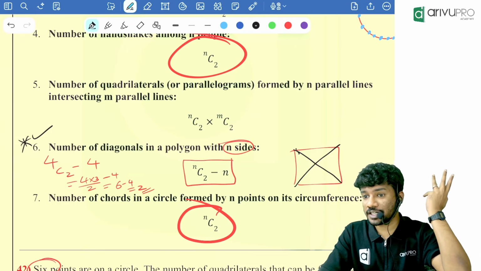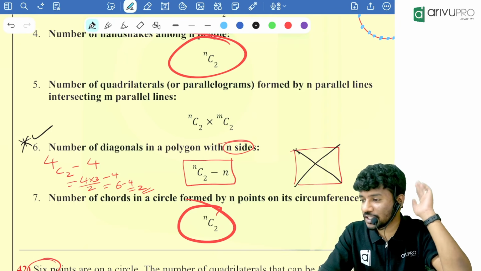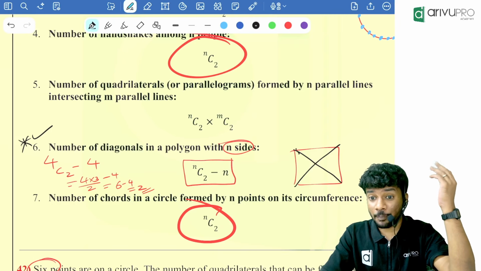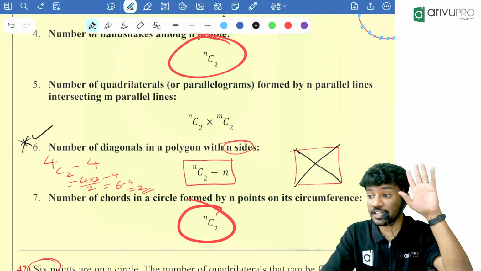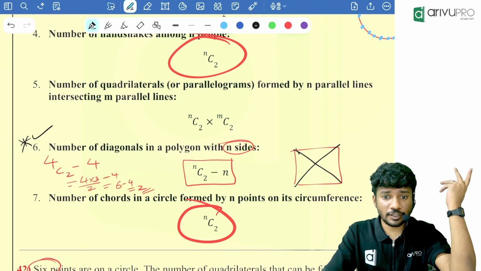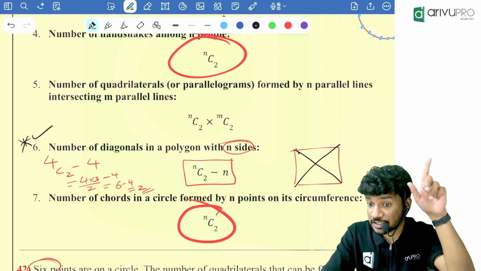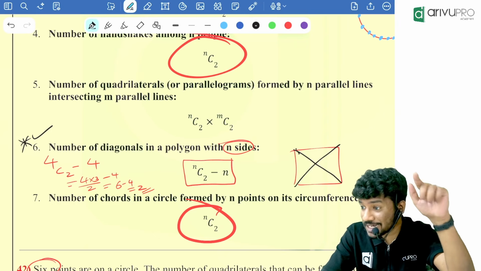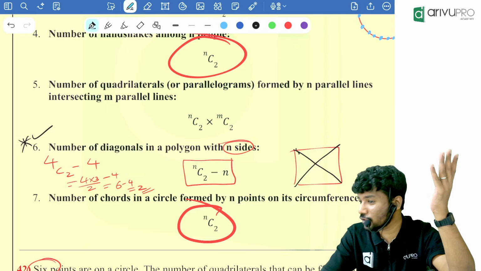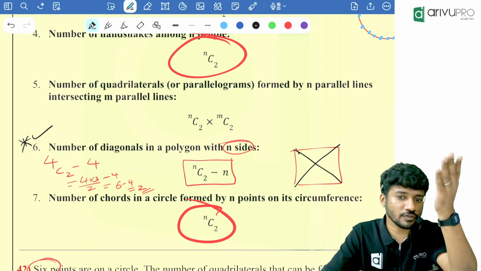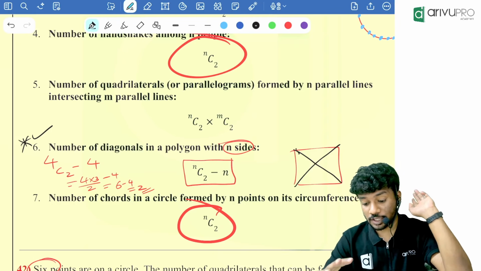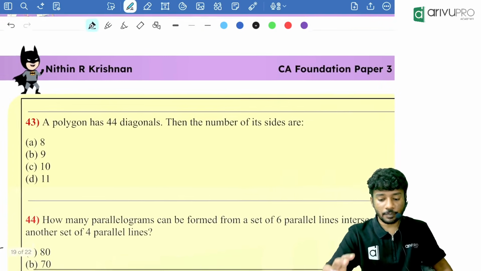What if it is a hexagon? How many diagonals are there? 6C2 minus 6. What if it is a pentagon? Pentagon means how many sides? 5 sides. 5C2 minus 5. Then what else do you know? Octagon. Octagon has 8 sides. 8C2 minus 8. Since it is square and the question will usually be for square itself, 4C2 minus 4 will be your answer. Okay. And there was a very good question based on this formula which came in the past.